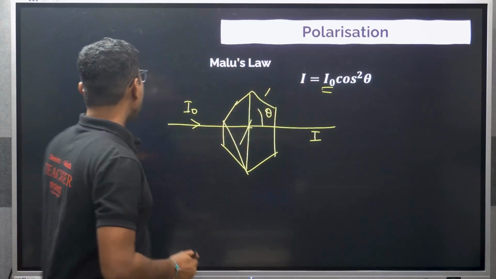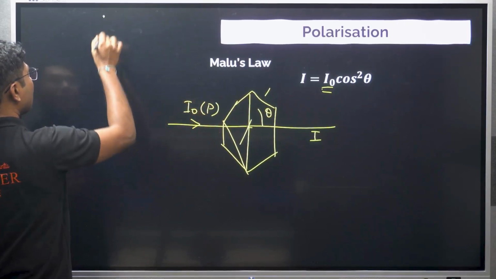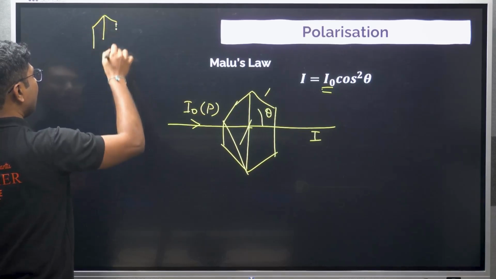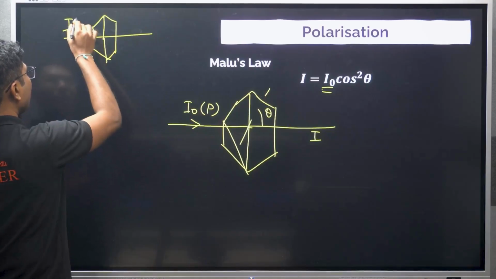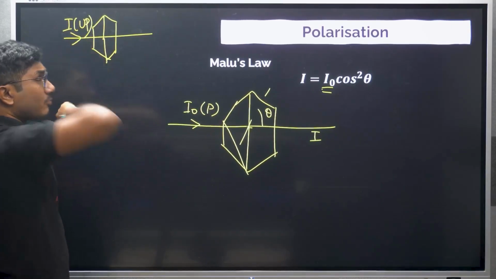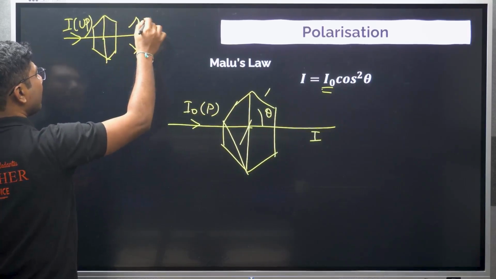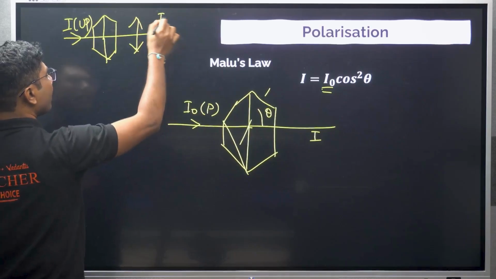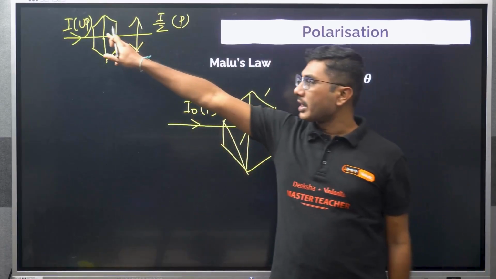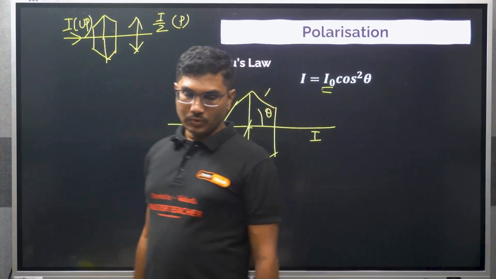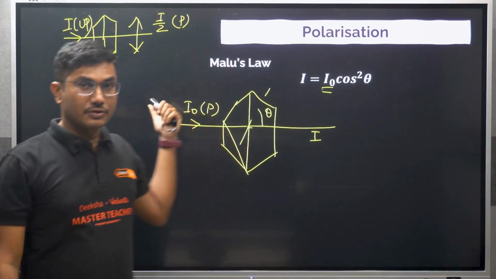Now that was for polarized light. In case an unpolarized light is passed through a polarizer, it also gets polarized. We have to remember this as well. That polarized light will have an intensity of half of the original light. UP means unpolarized light, P means polarized light. This is also very important, but very often people forget it. So this is also a very important formula.